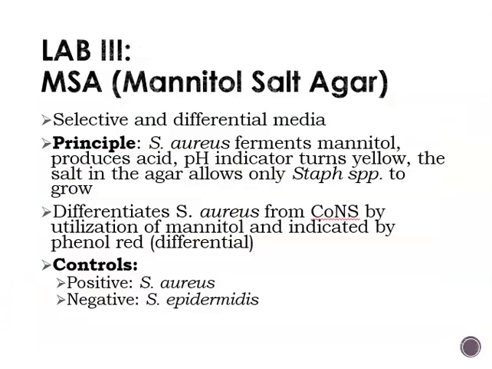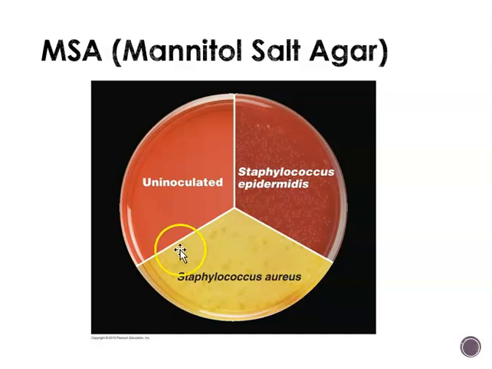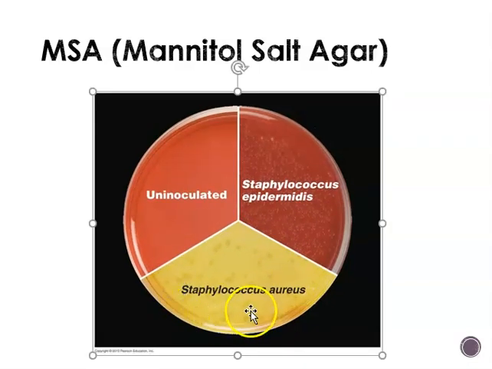Mannitol salt agar, again, this is just another way to differentiate Staph aureus from the other coagulase negative staphs, but it's a media. So it's a selective and differential media. We're going to subculture a suspected organism to this plate, and what we're looking for is a color change. It's selective in that only staph species will grow on the plate. It's differential in that it will differentiate Staph aureus through that color change.